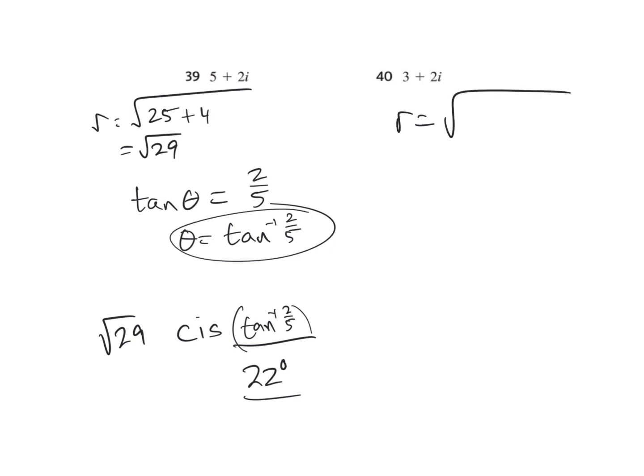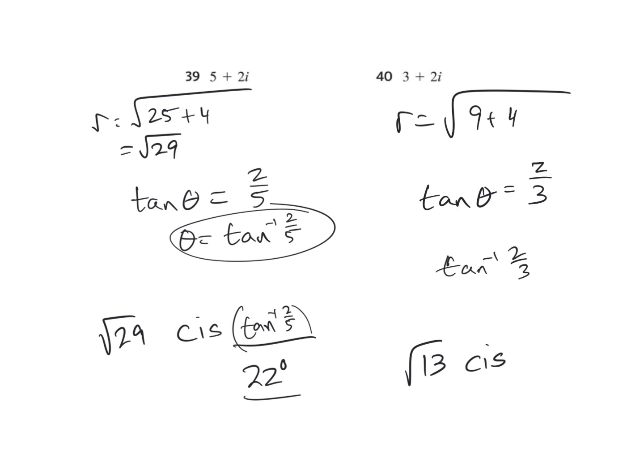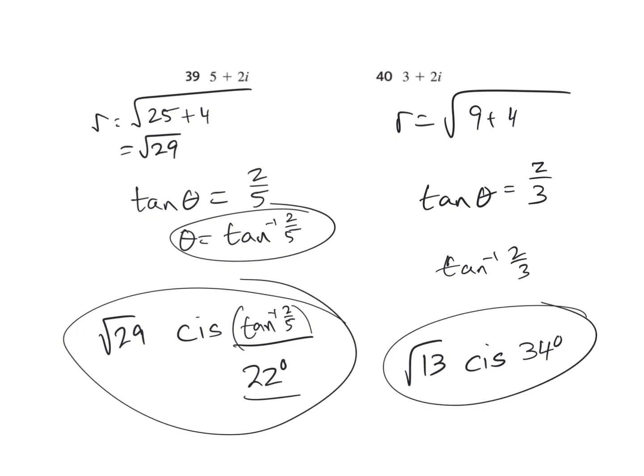All right, so now we have 9 plus 4, or the square root of 13. And again, make sure you understand what cis means. I'm just going to keep saying that. Tangent of theta is 2 over 3. So you're going to say the arctangent of 2/3. So put that in your calculator. And you get 33.69. So we can say 34 degrees. We'll just round to the nearest whole number. And always make sure you are in degree mode in your calculators. So here are your answers for those two problems.